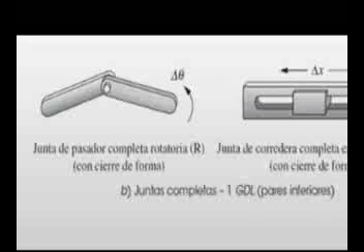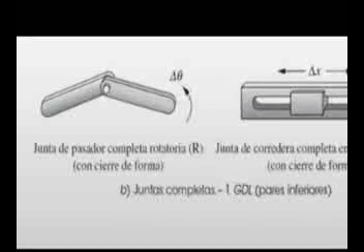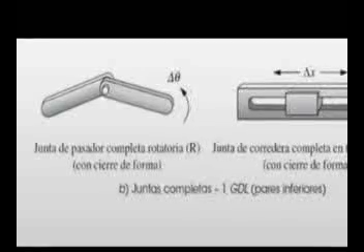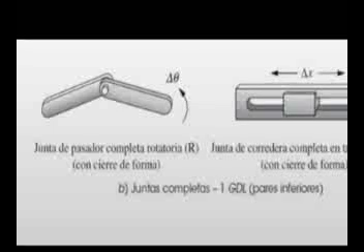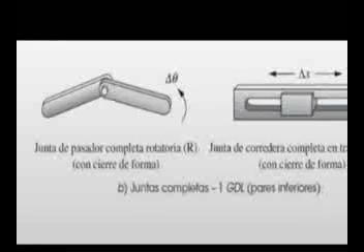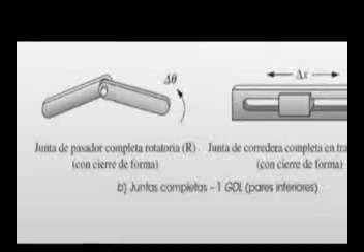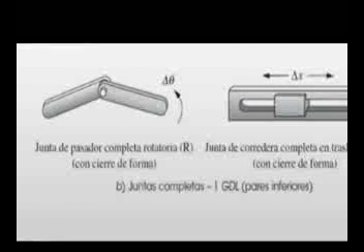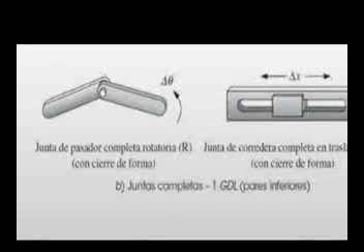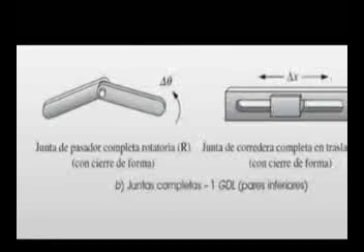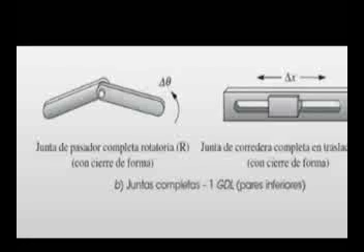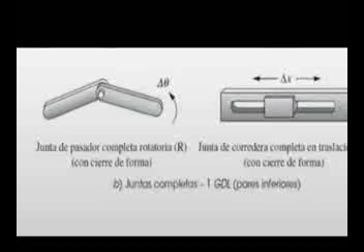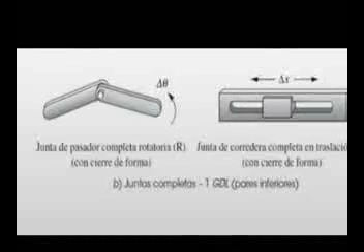These are the connections between two or more links that allow some movement or potential movement between the connected links. They can be classified in several ways. Number one, by the number of degrees of freedom, for example, rotational, 1 DOF, and prismatic or sliding, 1 DOF.